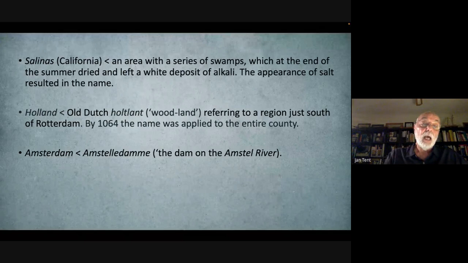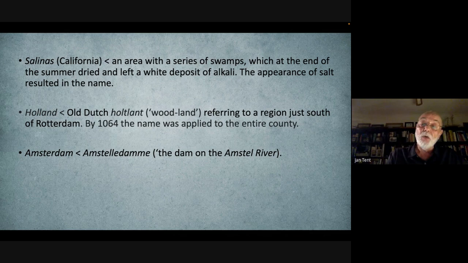Holland. A lot of people assume that Holland means hollow land, but no, it actually comes from Holtland, which means woodland, and it refers to the region just south of Rotterdam, which was heavily forested. But by 1064, the name was applied to the entire country.